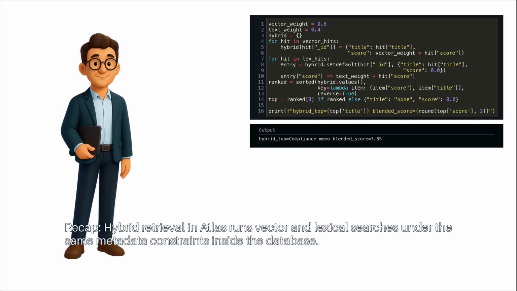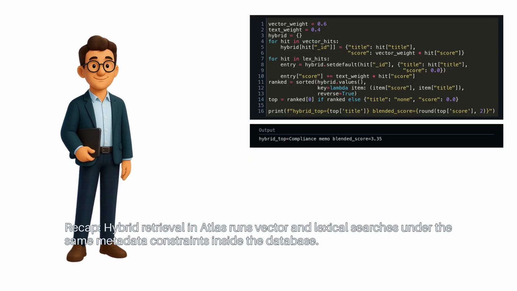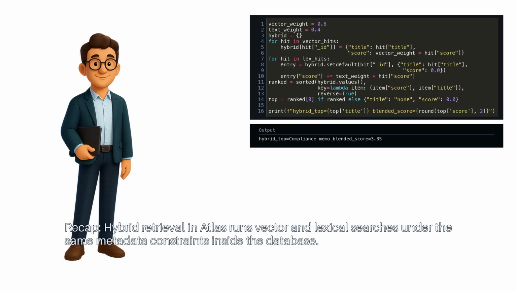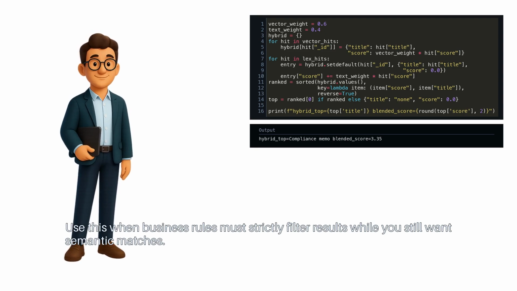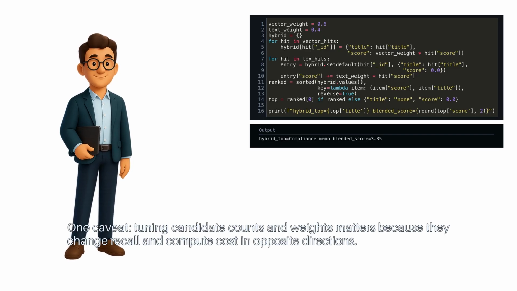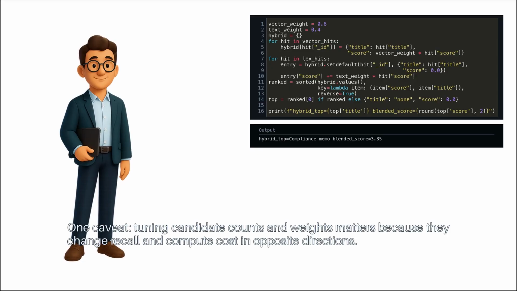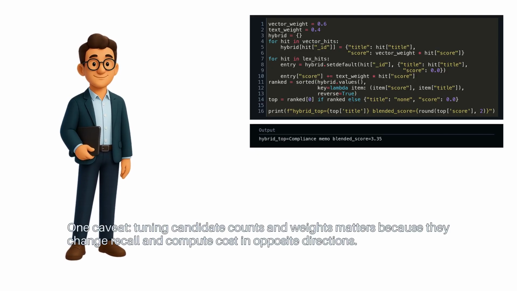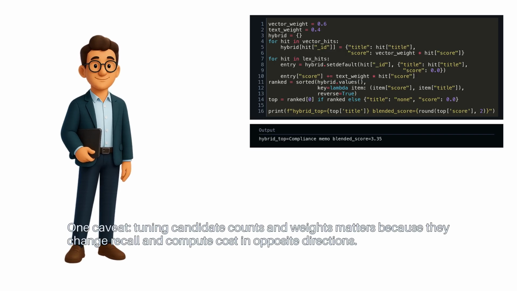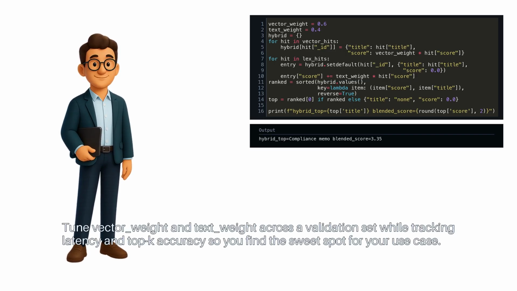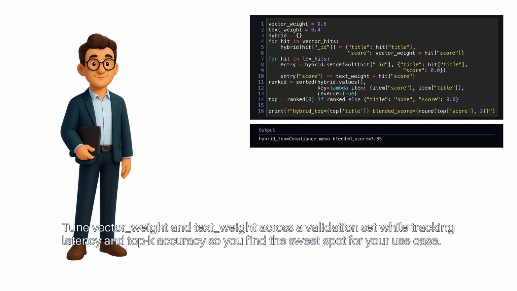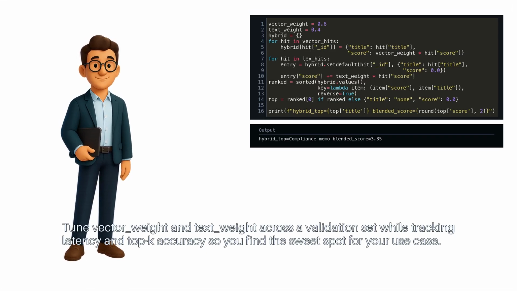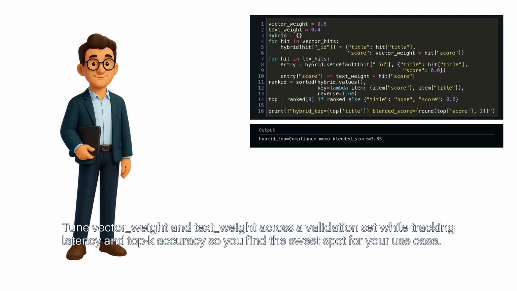Recap. Hybrid retrieval in Atlas runs vector and lexical searches under the same metadata constraints inside the database. Use this when business rules must strictly filter results while you still want semantic matches. One caveat: tuning candidate counts and weights matters because they change recall and compute cost in opposite directions. Next step: tune vector weight and text weight across a validation set while tracking latency and top K accuracy so you find the sweet spot for your use case.